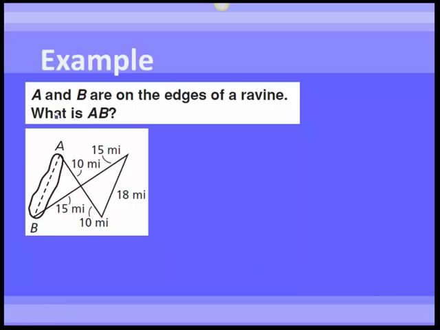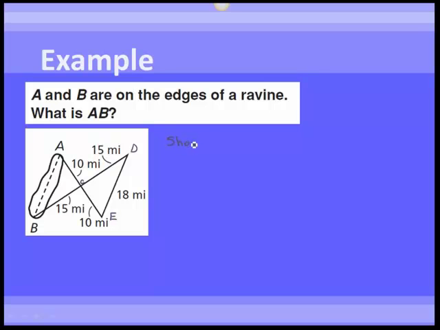So here we want to find out what the length of AB is. How wide is this lake? Or ravine, maybe I should say. A and B are on the edges of a ravine. What is the length of AB? Well, if I want to say that AB corresponds to another part in another triangle and say that they're the same, then first I have to prove that the triangles are congruent. So let's call this ABC, and let's call this D, and this E.